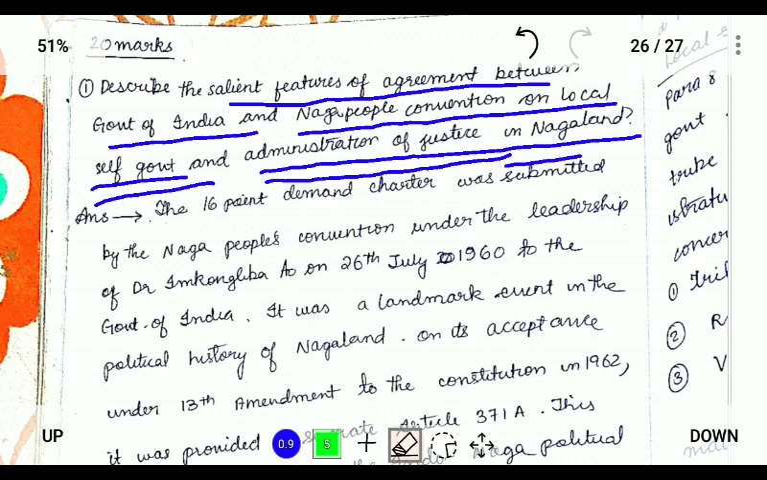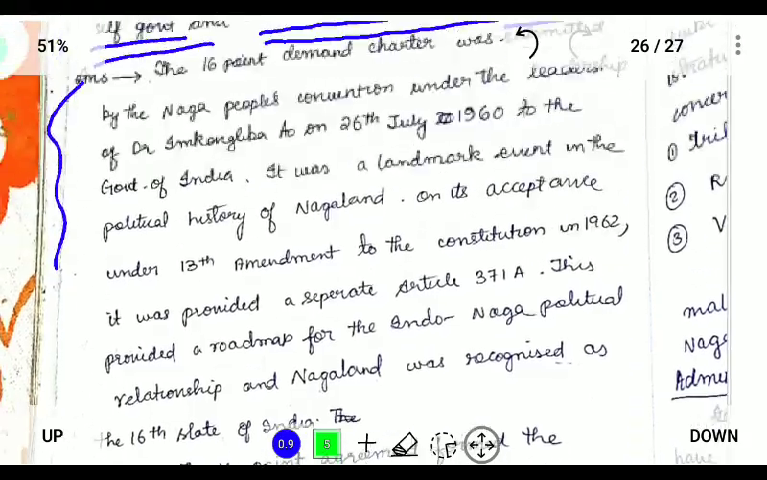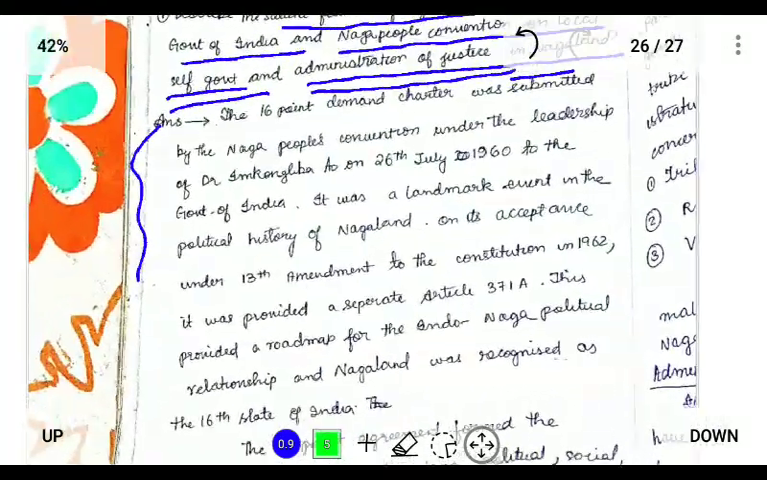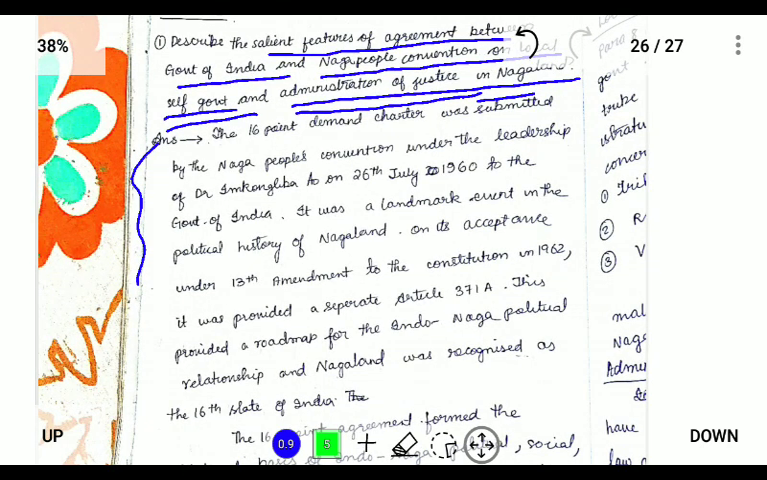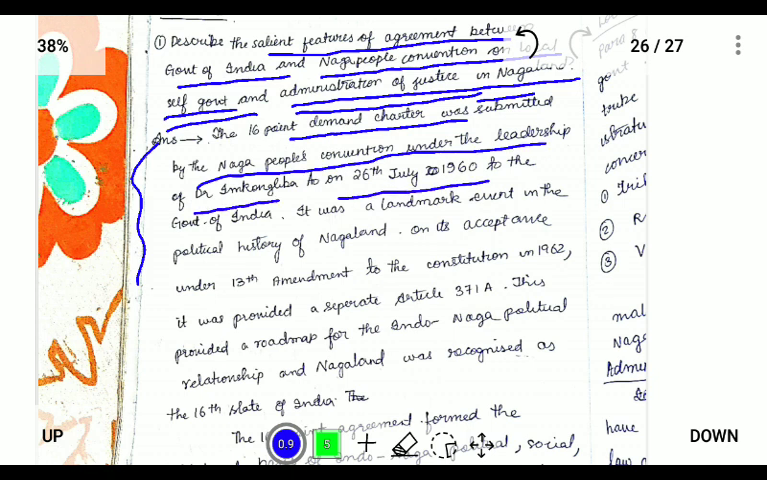So the question is 20 marks, so you should be smart enough to know that you should first start with an introduction of the Naga People's Convention and how the 16-point agreement came up, and after that only you have to go to the main question. So to fill up the answer, you need to write a brief about the 16-point agreement. The 16-point agreement was submitted by the Naga People's Convention under the leadership of Dr. Imkong Lemba on 26th of July 1960 to the Government of India.